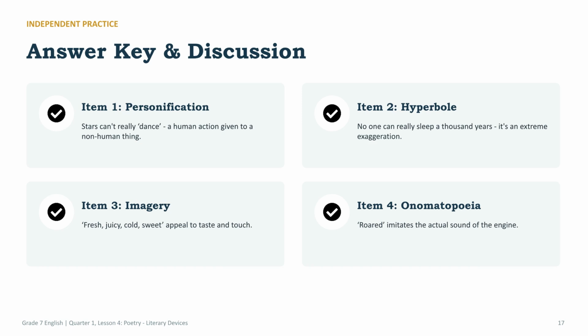Item 3. The correct answer is imagery. The words fresh, juicy, cold, sweet appeal to our sense of taste and touch. And item 4. The correct answer is onomatopoeia. The word roared imitates the actual sound of the engine.